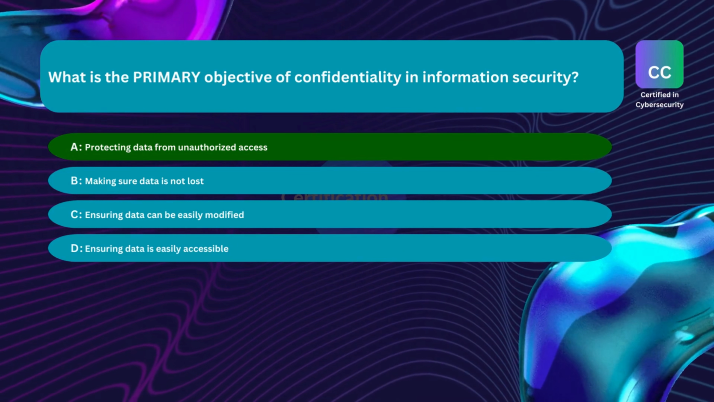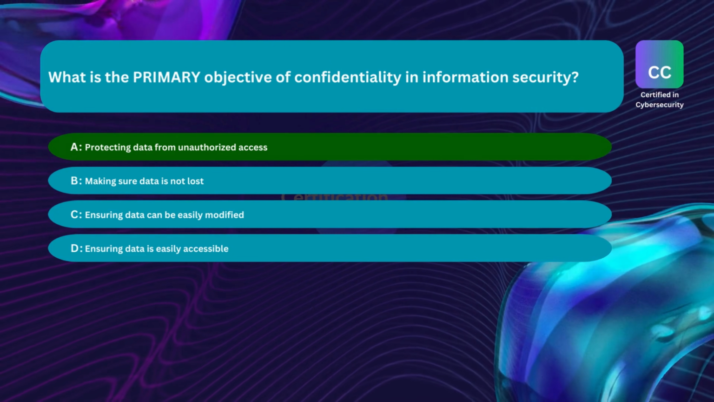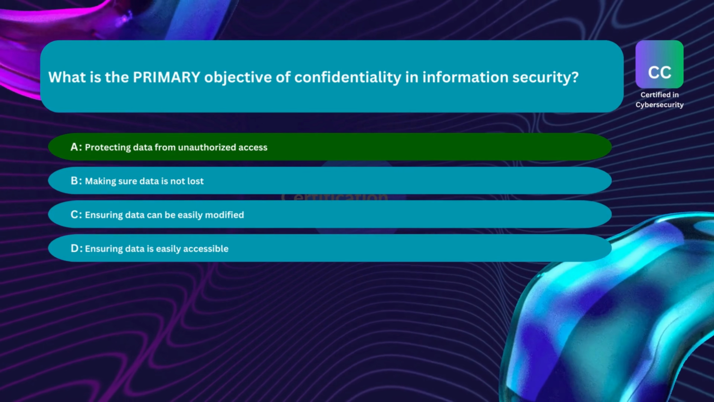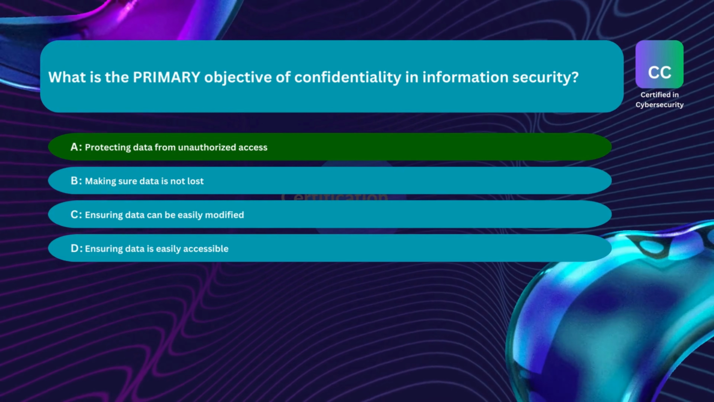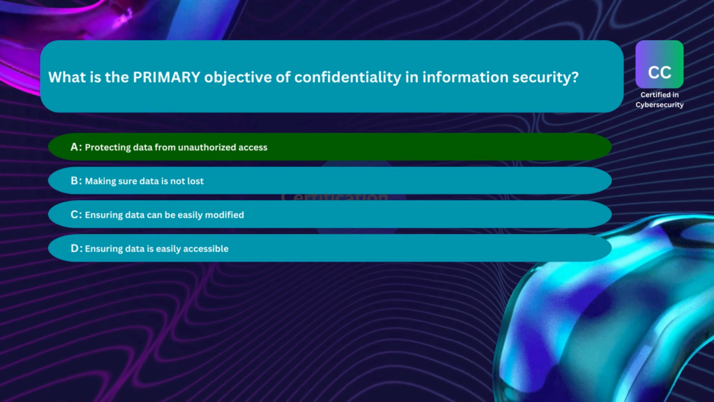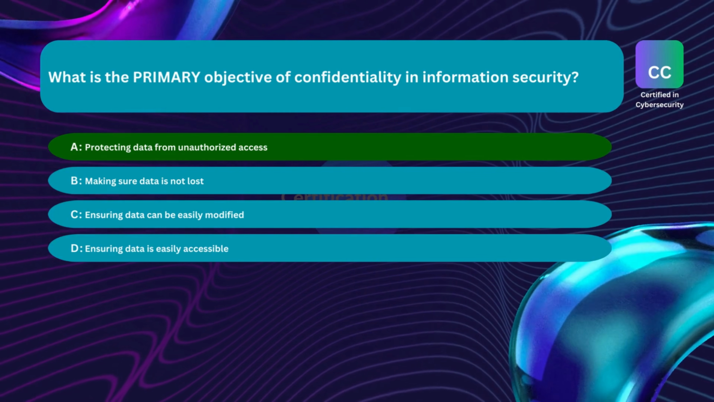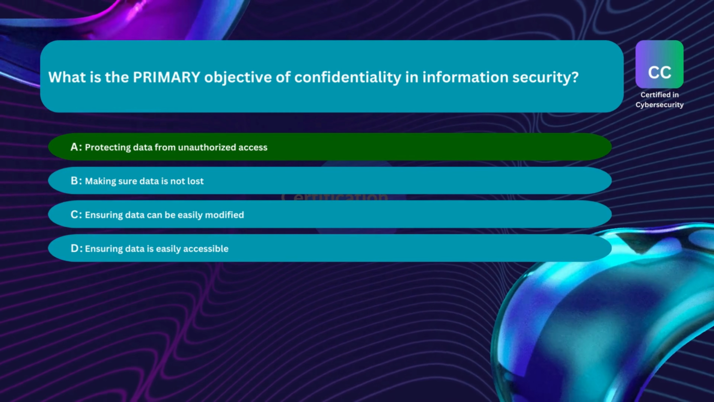The correct answer is Option A, protecting data from unauthorized access. The confidentiality principle ensures that data is protected from unauthorized access and disclosure. The objective of confidentiality is to prevent unauthorized access to sensitive or confidential information, such as personal information, trade secrets, financial data, or intellectual property.